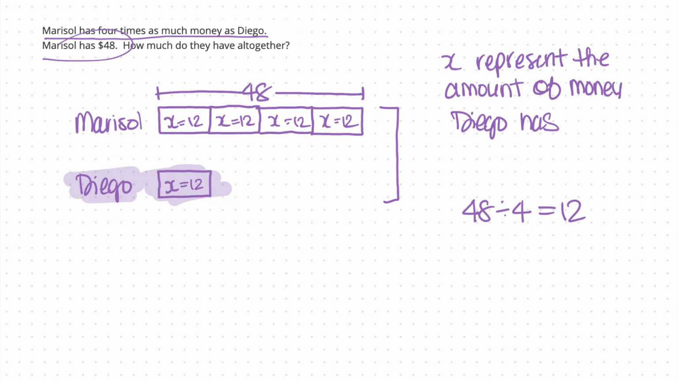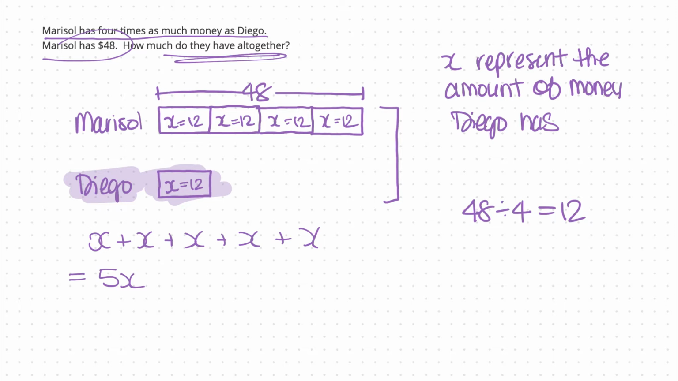And now we can write an expression because we want to know how much do they all have together. So all together, if we look at this picture, we have 1, 2, 3, 4, 5 x's. So we have an x plus x plus x plus x plus x. Or this can also be represented as 5x since we learned how to collect like terms.